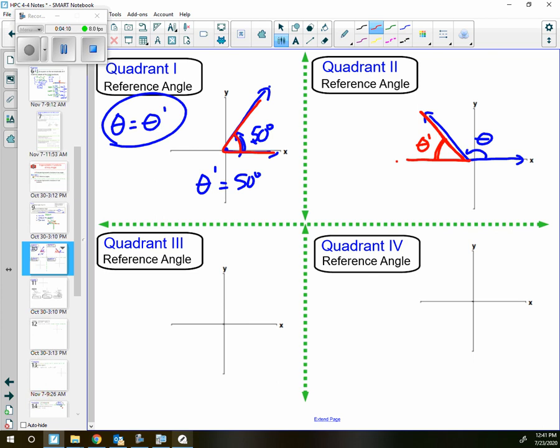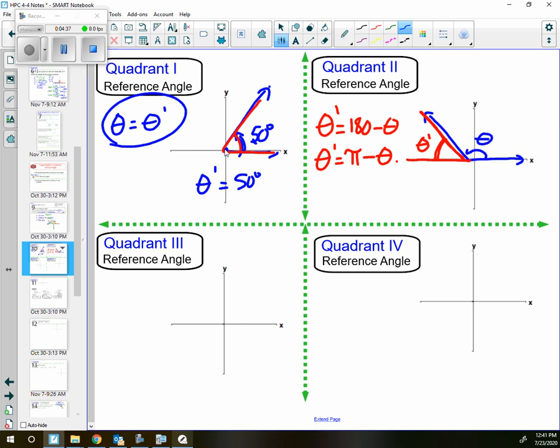Well, remember our 150 example? We had to go 30 degrees more. How'd you get that? Well, it's 180 minus the angle. So our reference angle in quadrant 2 is always going to be 180 minus the angle. Or if we're dealing with radians, it would be pi minus the angle. So it's like, how much further do I have to go to get to that x-axis?